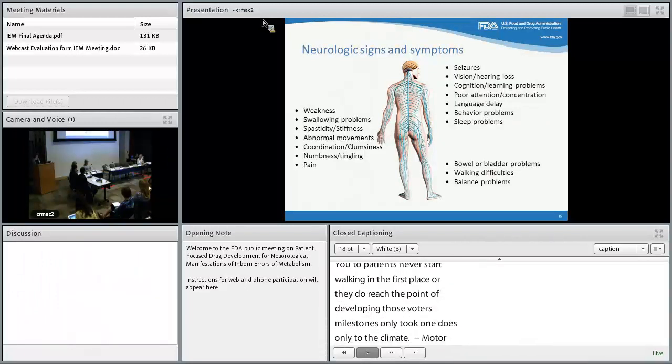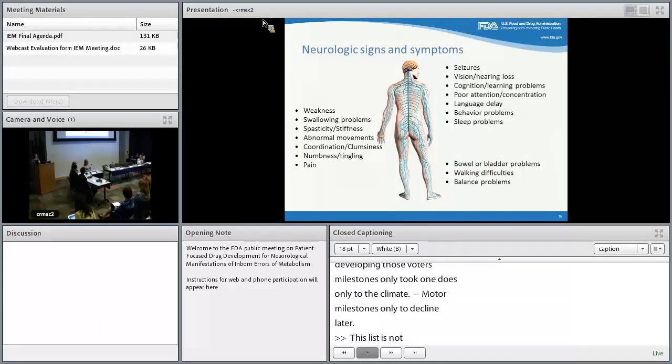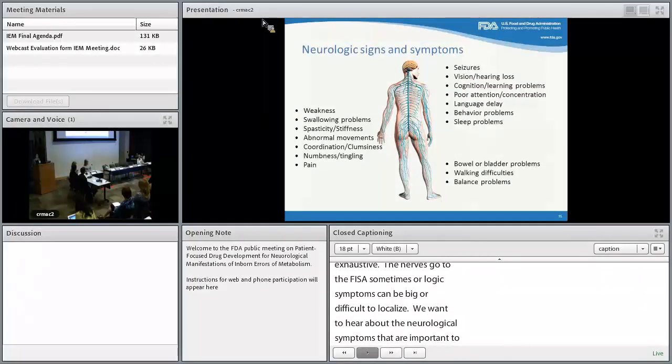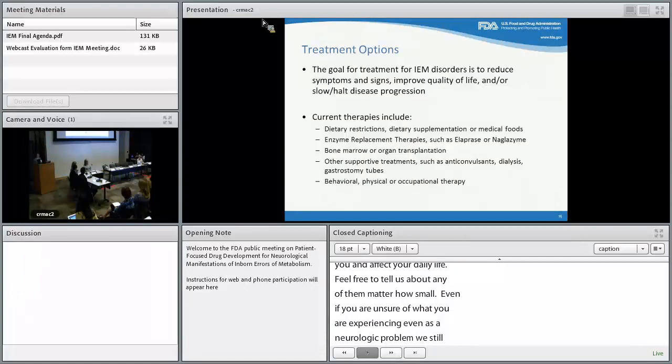This list is not exhaustive. As I mentioned, the nerves innervate organs throughout the body, so sometimes neurologic symptoms can be vague or difficult to localize. We want to hear about the neurologic symptoms that are important to you and affect your daily lives, and feel free to tell us about any of them, no matter how small. And even if you're unsure if what you're experiencing even is a neurologic problem, we still want to hear.